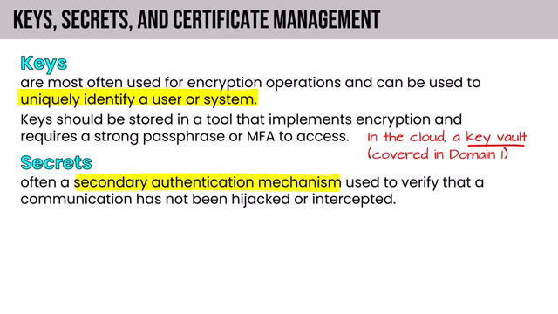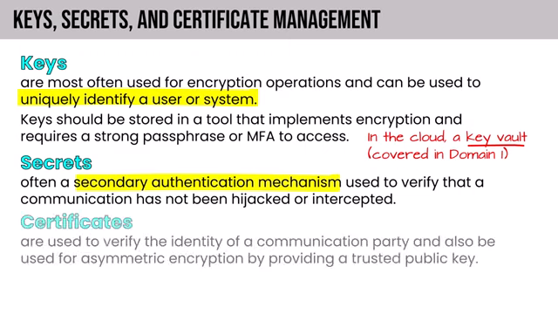Now, secrets are often a secondary authentication mechanism used to verify that a communication has not been hijacked or intercepted. Certificates are used to verify the identity of a communication party, and they're also used for asymmetric encryption by providing a trusted public key. Remember, the trusted public key is used by the sending party to encrypt the data, which is then decrypted by the recipient using their private key, which hasn't been shared.